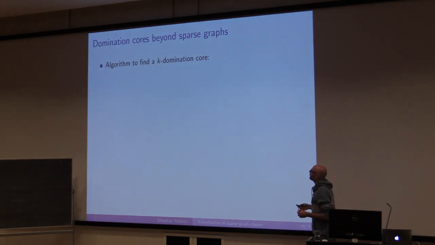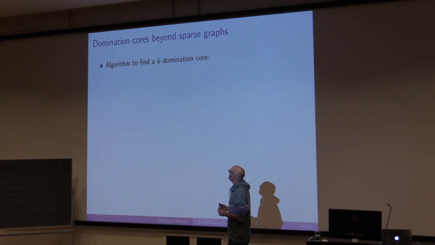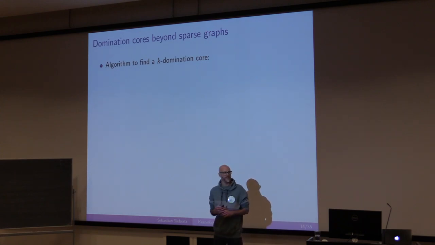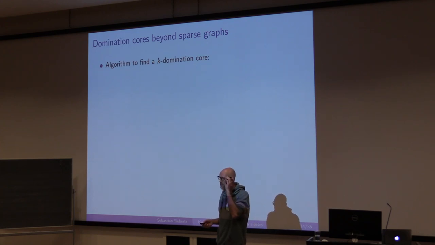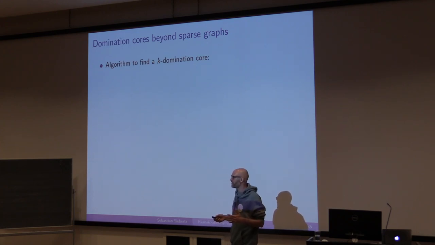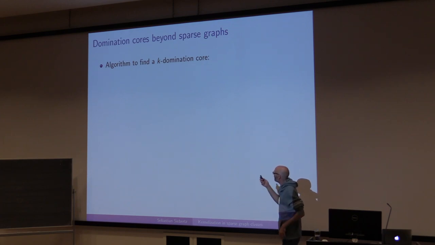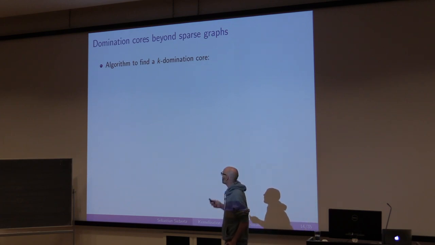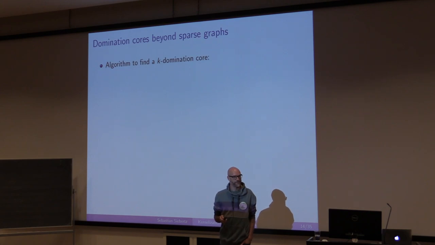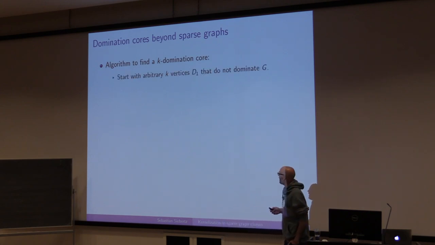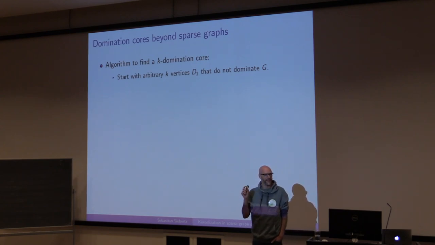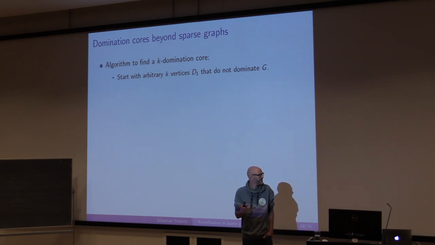Okay, I want to show you how actually to find those domination cores in more general graph classes, not in subgraph closed classes now, which is a super simple algorithm and goes even beyond the K_{d,d}-free graphs. So very simple algorithm, we want to find a k domination core. I start with arbitrary k vertices that do not dominate the whole graph. Yeah, I can choose the same vertex again and again. So this may be just a k-tuple of the same vertex.